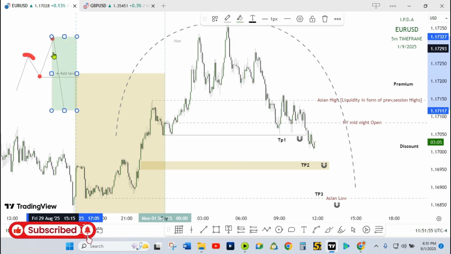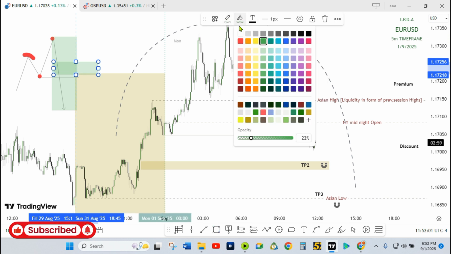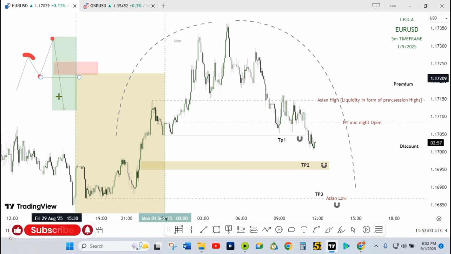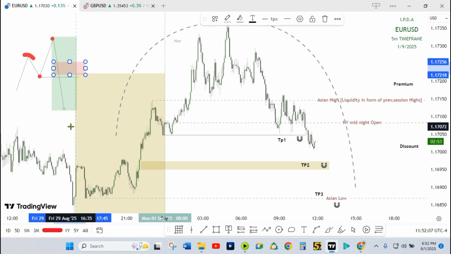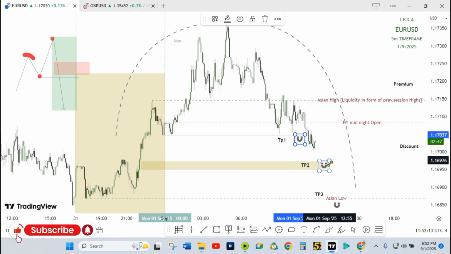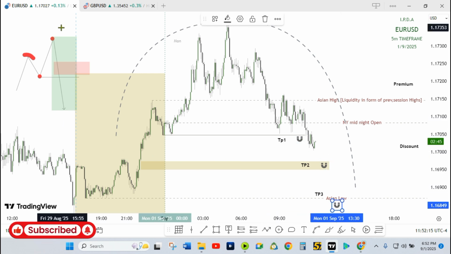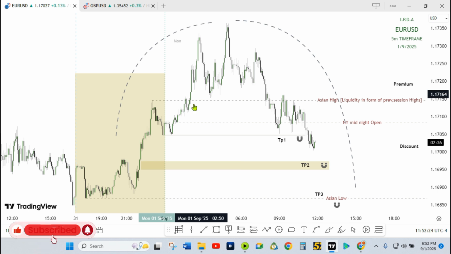How can I notice the displacement inside this leg? Formation of fair value gaps inside the leg. If I see any gap inside this leg, that means we are displacing down. So I will take a risk and short these gaps targeting these key levels. Let's go back on the chart now.